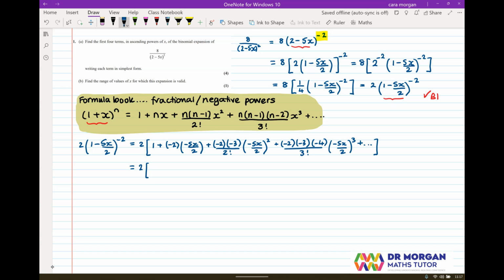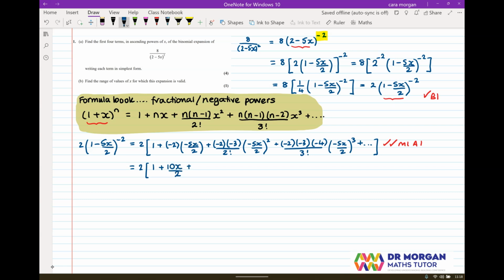Keep that there. So I'm just going to tidy this up a bit and do any simplifying that's nice and easy for me to do. Oh, by the way, that would be worth a method mark and an answer mark in itself because you have an accurate form of your expansion. It says writing each term in its simplest form, so I'm going to have to carry on. So I'm going to get 1 add 10x over 2.